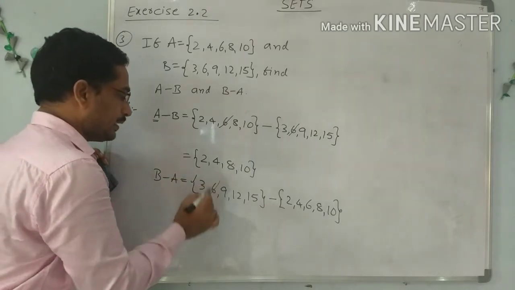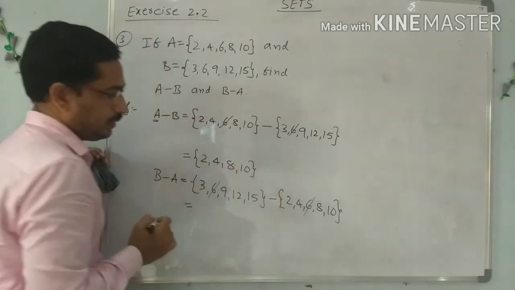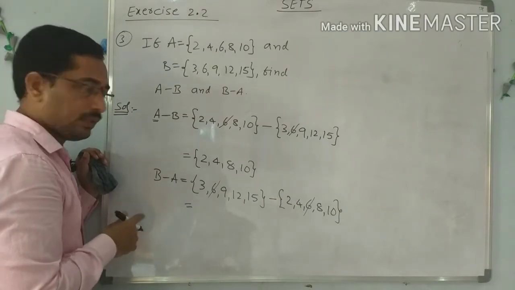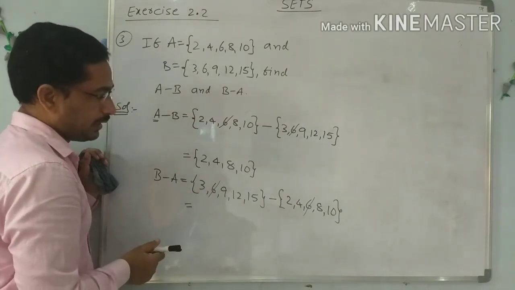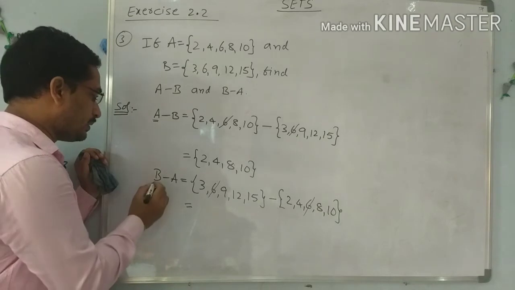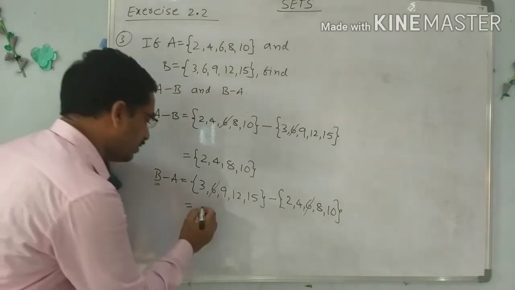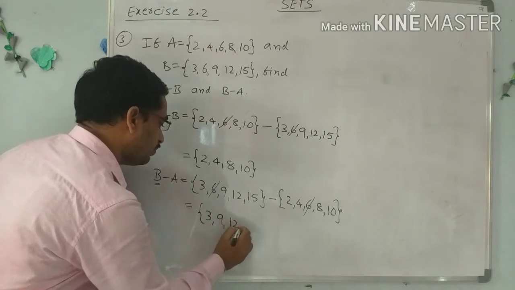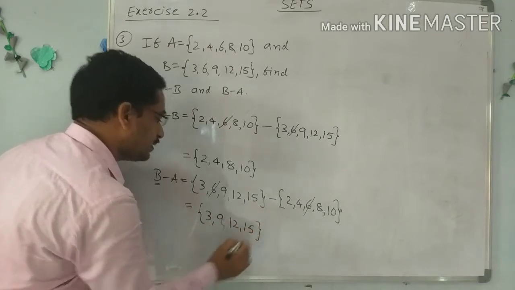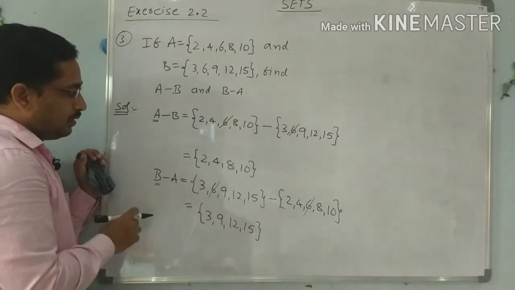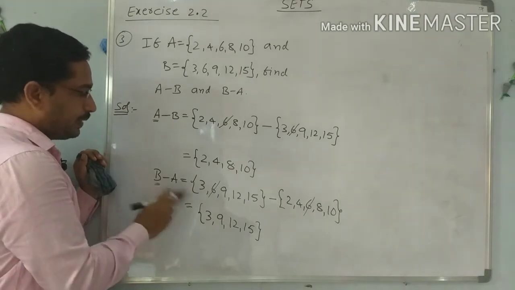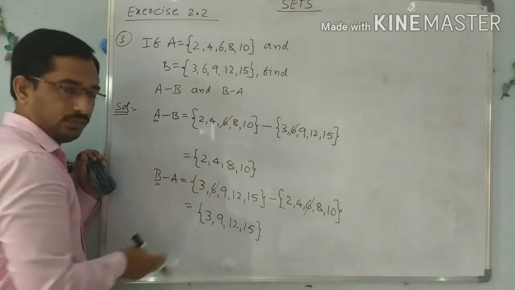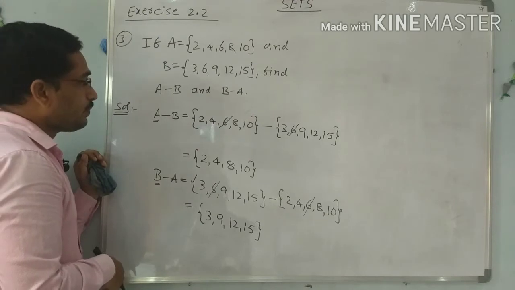First cancel the common element. So only the 6 is the common element. Now cancel the common element. Next, after this, write the remaining elements of set B only. So what are the remaining elements? 3, 9, 12, 15. So these are the elements of B minus A: 3, 9, 12, 15.